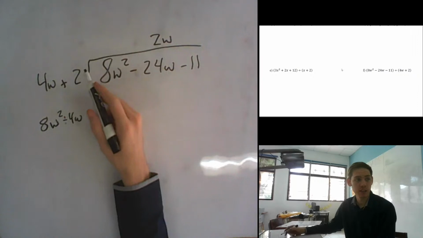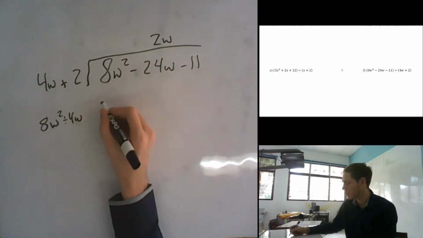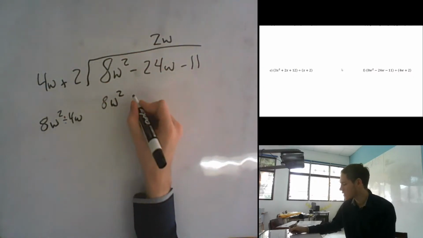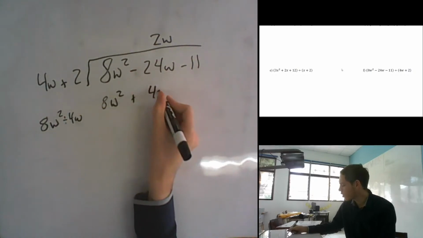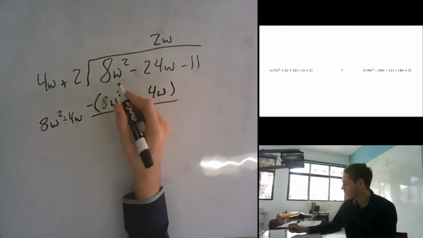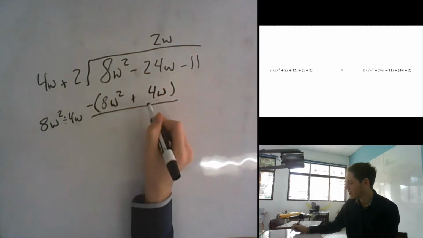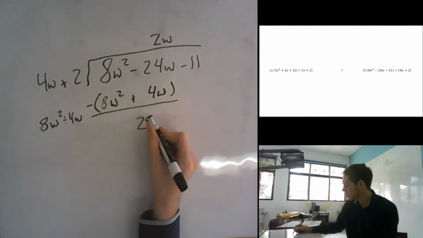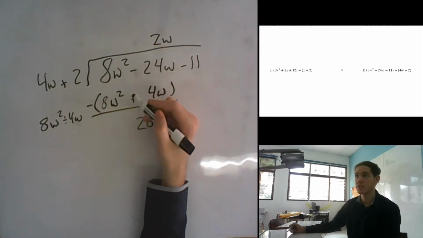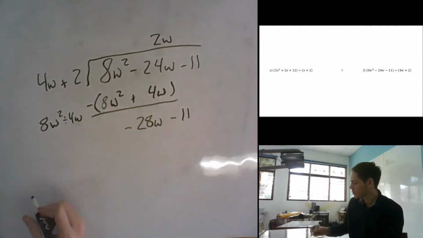Then we multiply 2w times what we're dividing by, so 2w times 4w is 8w squared. 2w times 2 is 4w. Subtract it, you get 0, and negative 24 minus a negative 4 is negative 28w. Bring down our 11.